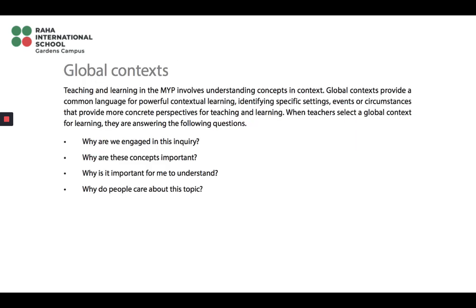Right, so global contexts. So for those of you who went through the PYP with your children, which is probably most of you, you went through things called units of inquiry, or UOIs.